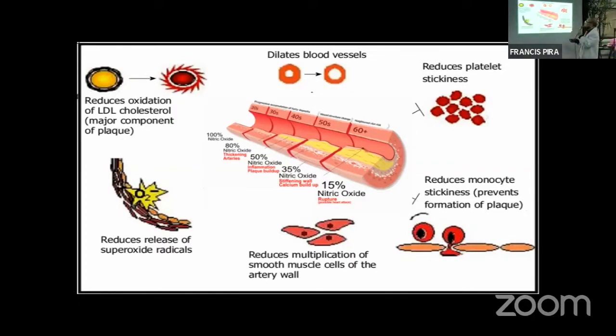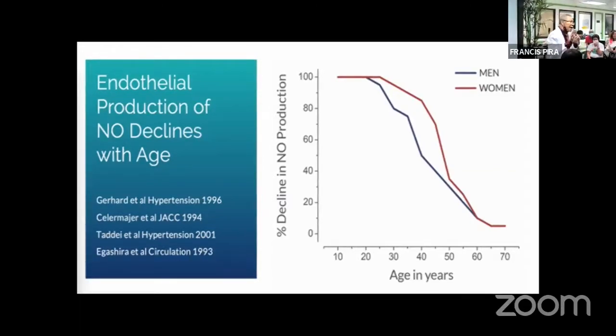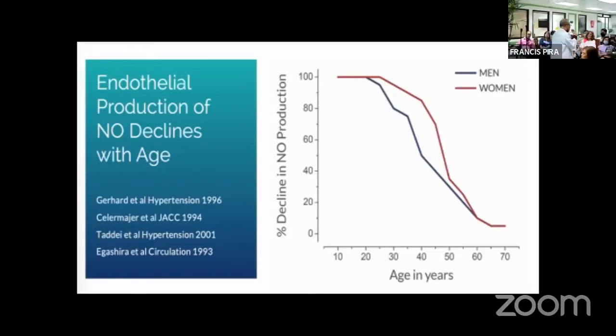Next slide, please. So endothelial production of nitric oxide declines with age. As we age, the nitric oxide production is reduced. So the more we age, the more we need flavonols, the more we need antioxidant. The more we need L-Arginine in order to supplement our body and produce the nitric oxide.